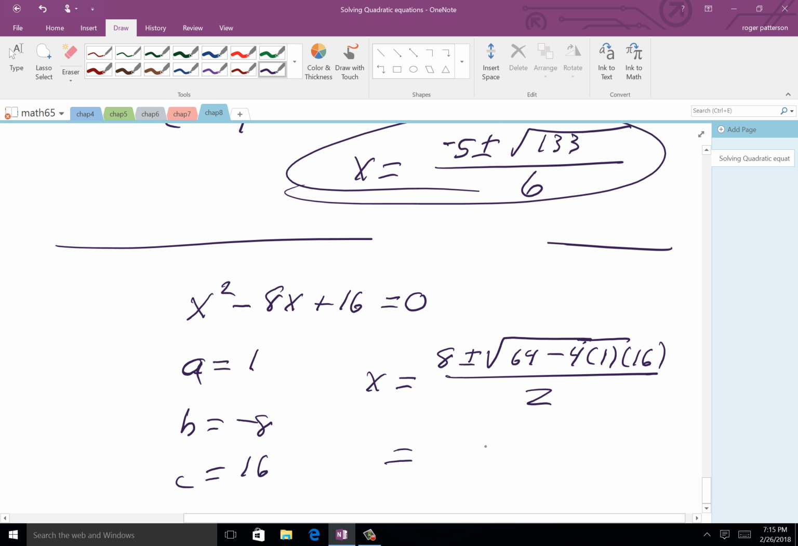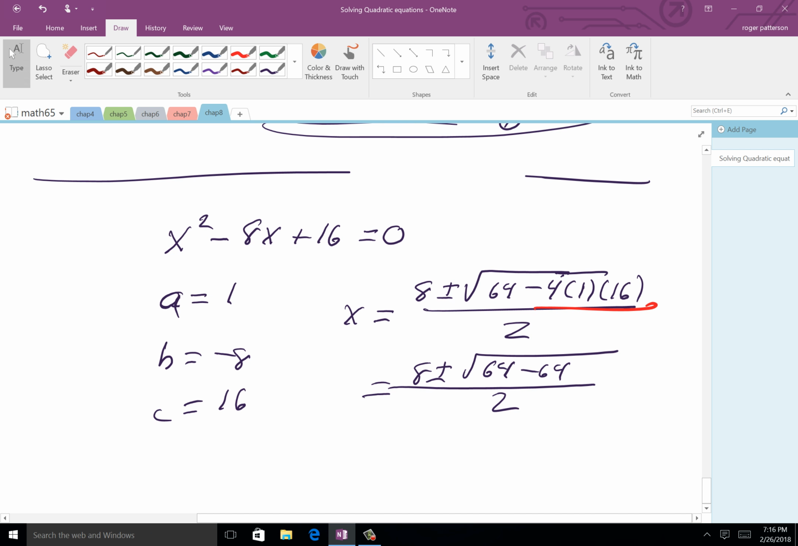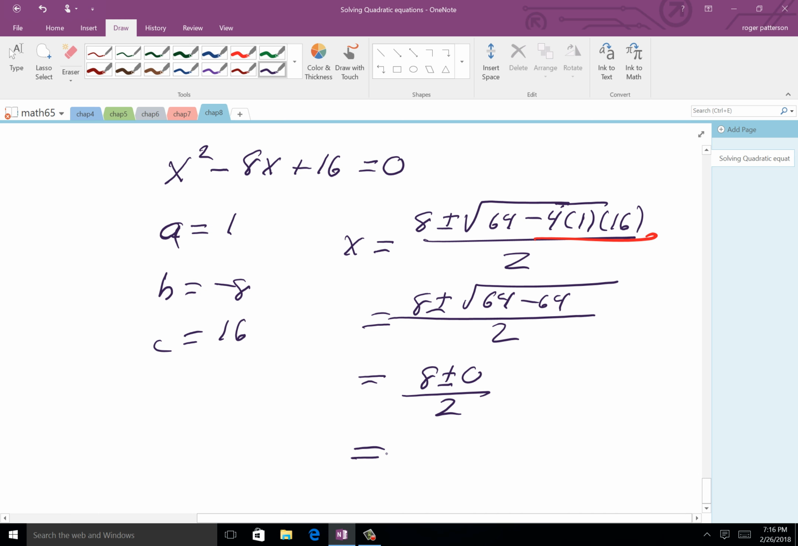All over 2. Good. So we have 8 plus or minus square root 64. Now, what am I getting right here? What does that give us? 4 times 1 times 16 is 64. And somebody's telling me, hey, that's 0. Yep, you're right. Square root of 0 is definitely 0. So how do I handle that? Well, I don't have to worry about the plus or minus because I'm not adding or subtracting anything. So I just take 8 and divide it by 2, and we get 4. So there's our one situation where we're getting 4.